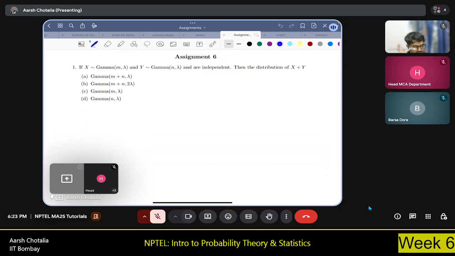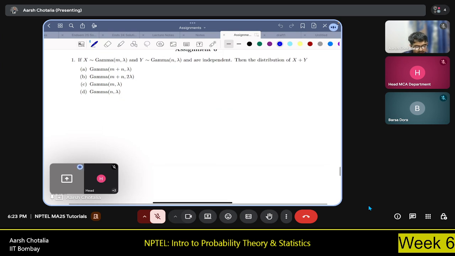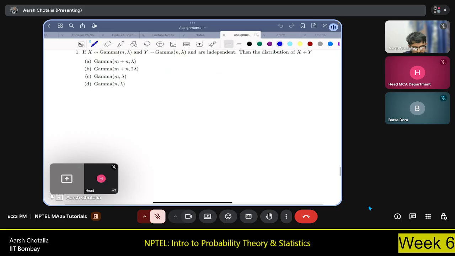Okay, let's do the questions then. So this is the first question. We are given two distributions, X and Y. Both are gamma distributed. First is gamma with parameters m and lambda, and the second one is with parameter n, which is different from m, but the same second parameter, which is lambda. They are independent, and we have to find the distribution of X plus Y. So conceptually, it's very easy because we just saw the formula, but we have to work it out, and that is slightly convoluted.